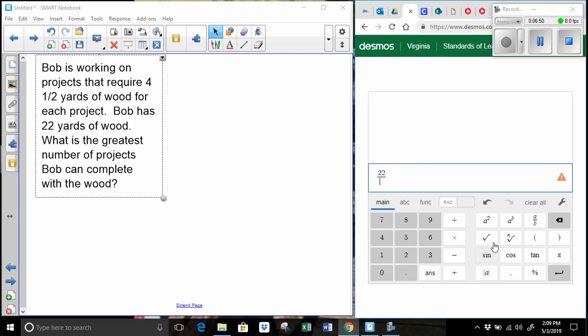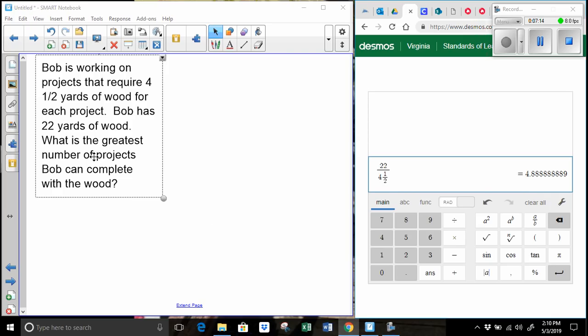So I'm going to go ahead and click this fraction bar, and I'm going to type 1/2, and then I'm going to put the whole number 4 in front of it, simply by clicking in front of it. So now we have 22 divided by 4.5. And if you notice, we get 4.88888. It goes on and on and on.